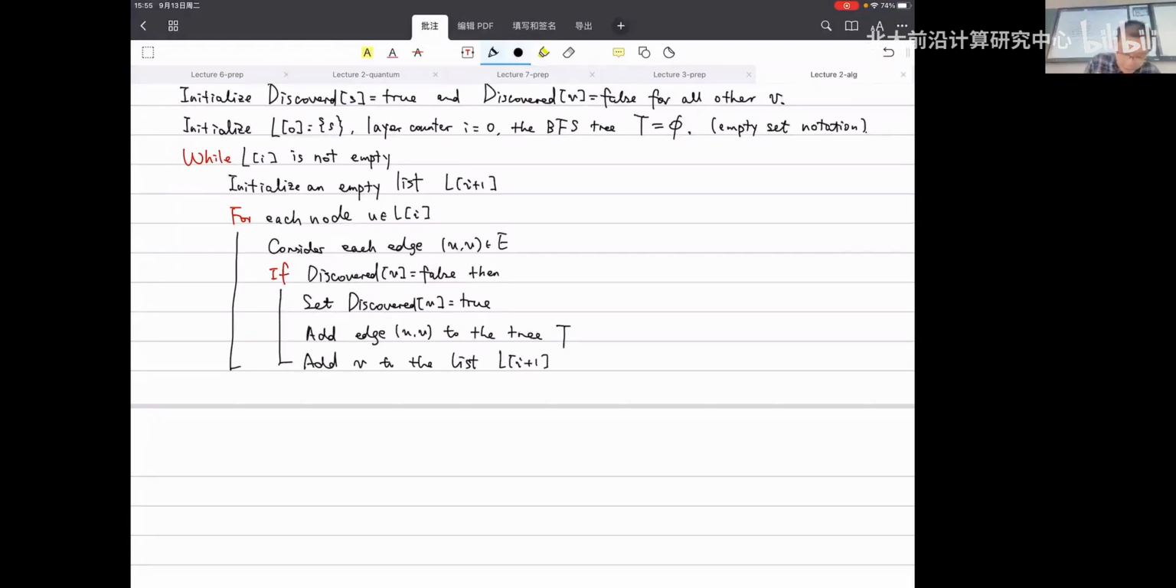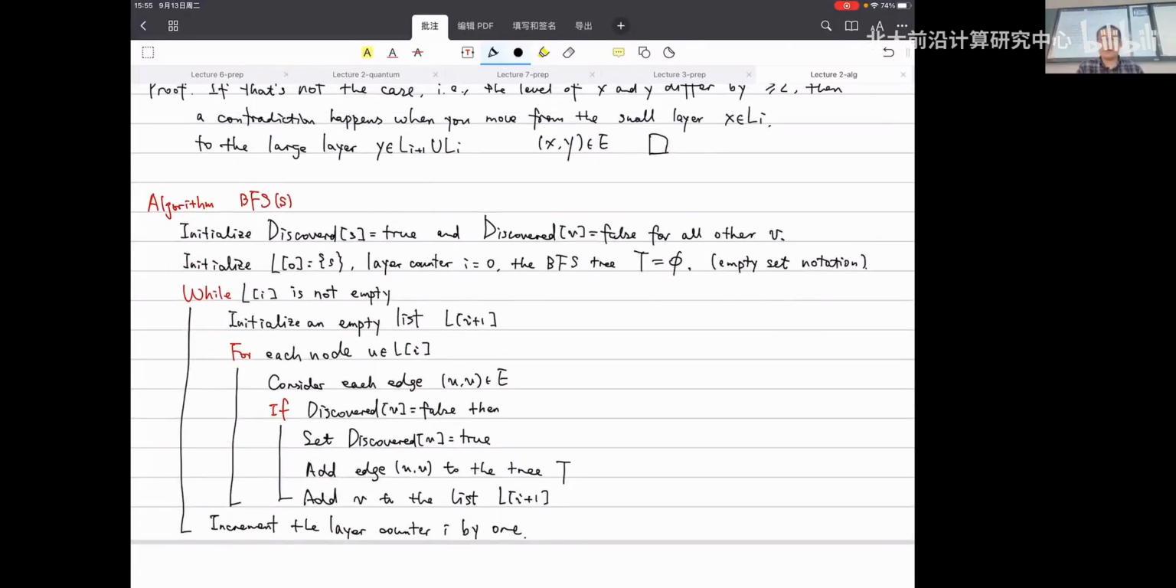And for the while loop, because each time we want to consider the next layer, the very last statement of the while loop is that we want to increment the layer counter I by 1. So this is basically the BFS algorithm. Do you find this clear? Any questions?